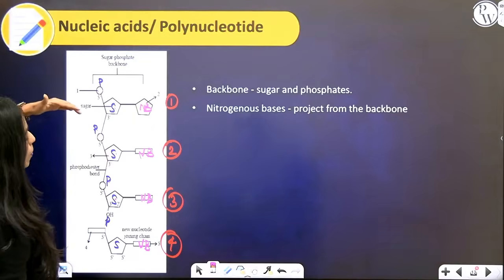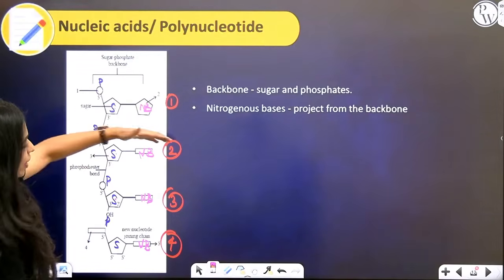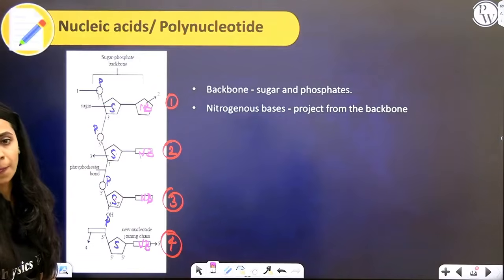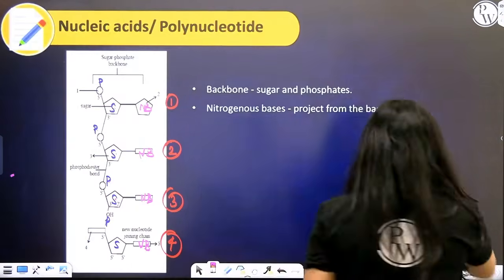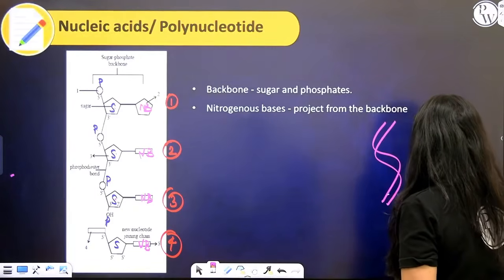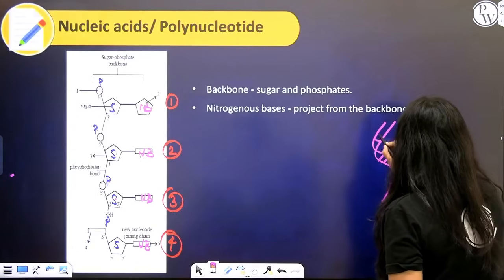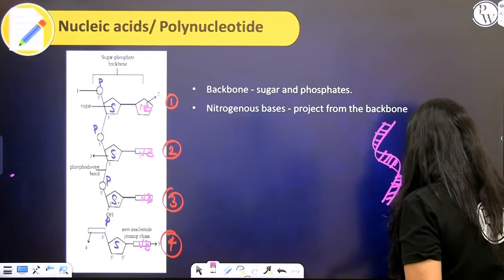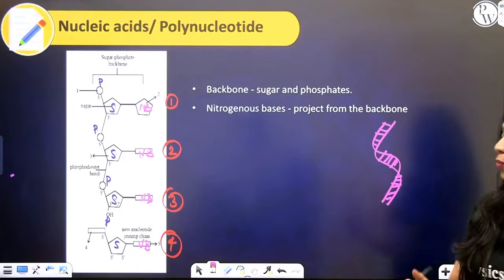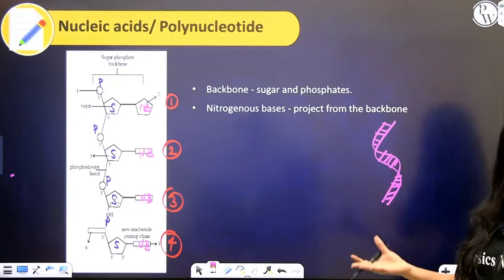From this backbone, the nitrogenous bases are projecting inwards. Alright, so this is how it is in DNA. You all know about this ladder, right? Everybody is aware of this. In every toothpaste ad, every hand wash ad or sanitizer ad, you will see these images popping up.